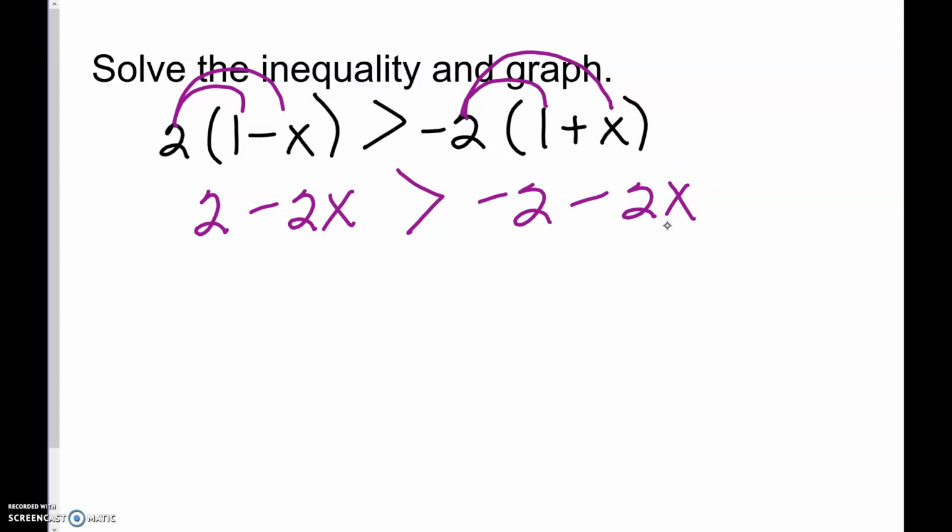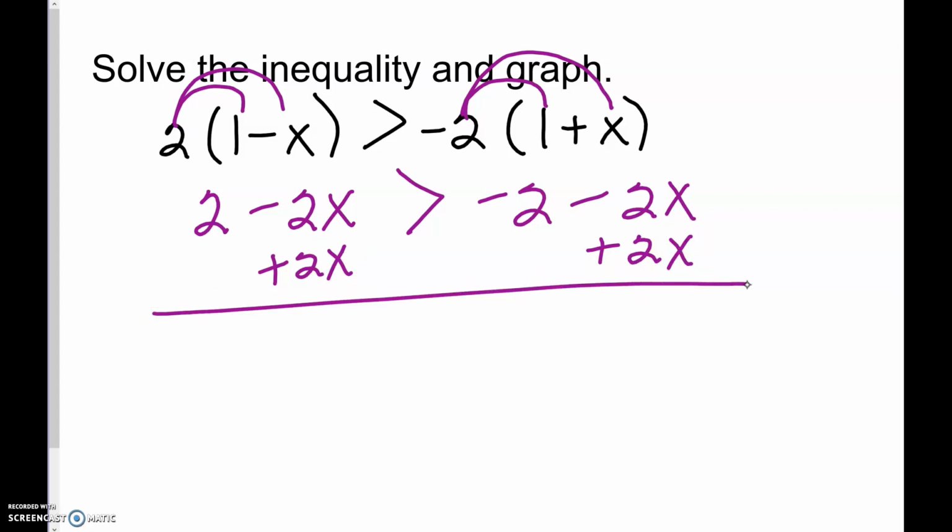Okay, now I like to get my letters together here. So this is a -2x. I'm going to add 2x, add 2x. So what I'm left with is 2. -2 plus 2 cancels out. I'm just adding, so I'm going to leave my sign the same. Now I have a -2. -2 plus 2, 0. All right, so now our x's are gone.